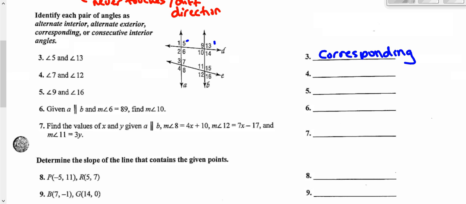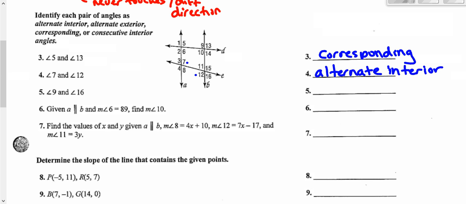Next we have angles 7 and 12. Let's go ahead and mark where those are at. So here's 7 and here's the 12. Now again, A and B are parallel. So you'll notice that 7 and 12 are alternate. And then because they're on the inside of the two parallel lines, we'll say interior.